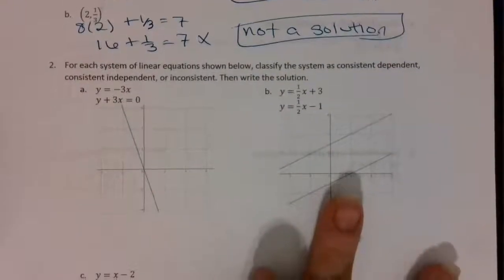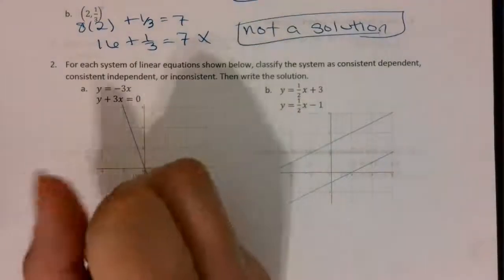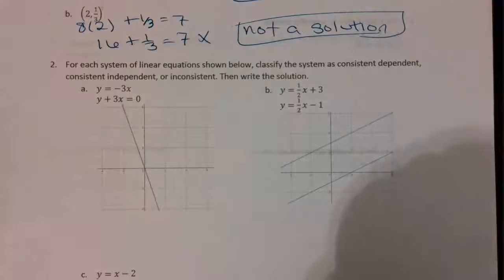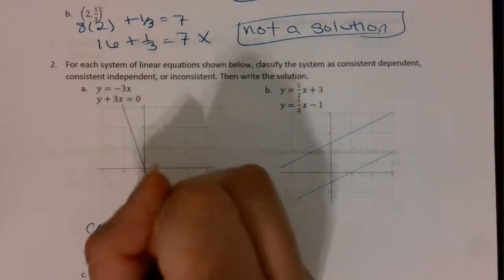Okay. Number 2 gives me a system of linear equations down below and then wants me to classify the system as consistent dependent, consistent independent, or inconsistent. It also gives me a picture of the graph with them. So for part A, this one is the same line. This one is consistent and then dependent because they're the same line.